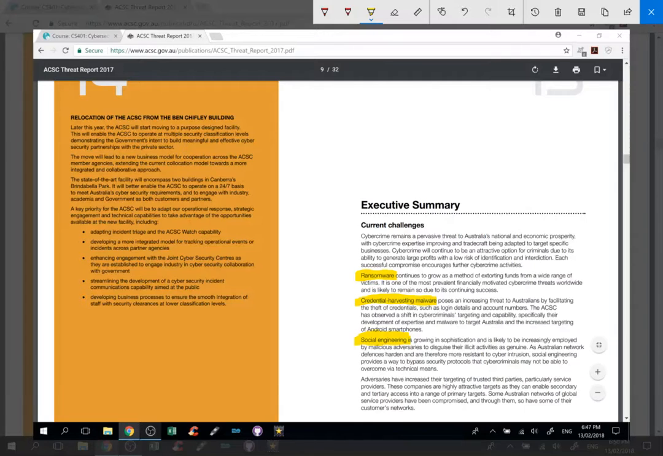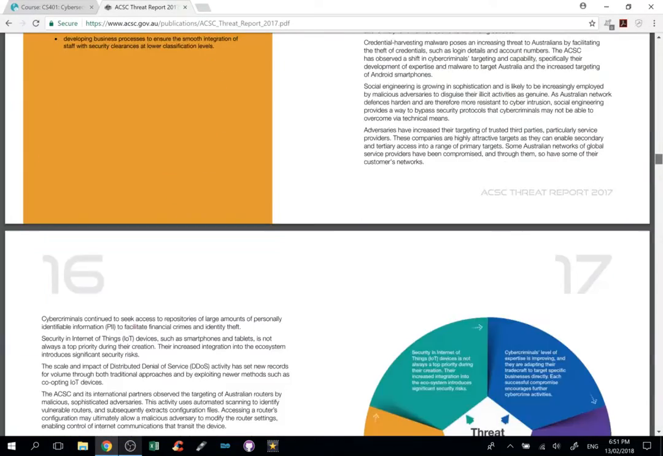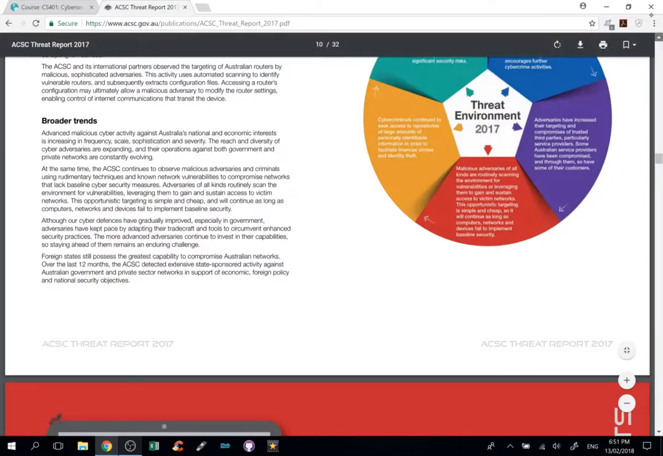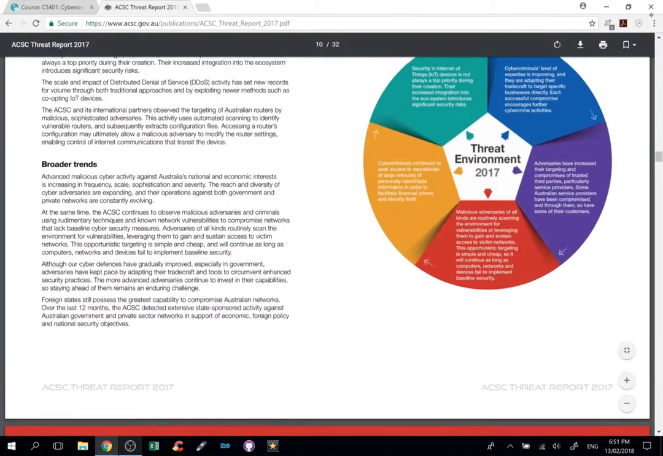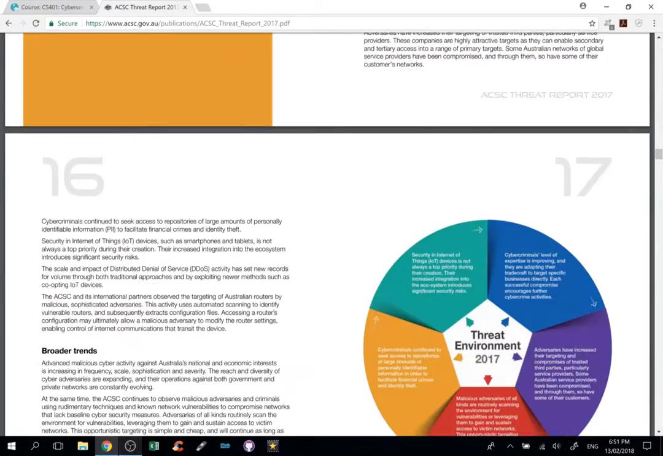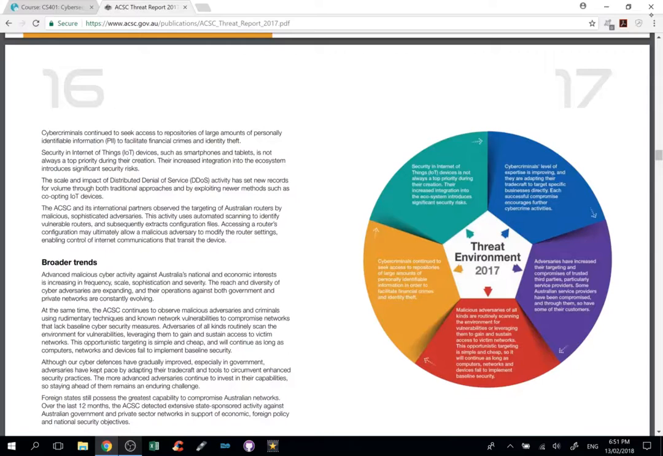Of course, you may have read it and got something else out of it, and that's what we would usually discuss in a tutorial. If you scroll down a couple of pages, a few other interesting things pop up as well, in particular the changing threat environment. This diagram here is really quite excellent. Oh, I went slightly too far. Just going to scroll back down to it. There we go. So the threat environment here is interesting in 2017 because it's changing.